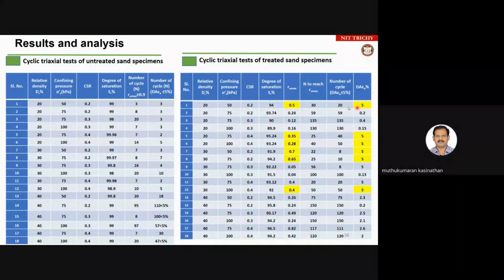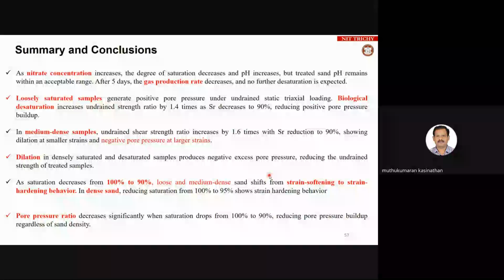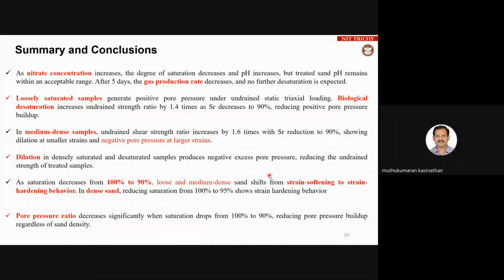And this is the final summary of the cyclic triaxial test outcome, where the highlighted parts have failed in terms of double amplitude axial strain reaching 5%. This particular study emphasized only the accumulated air bubbles and how helpful they are in reducing the liquefaction risk. This is the overall summary.